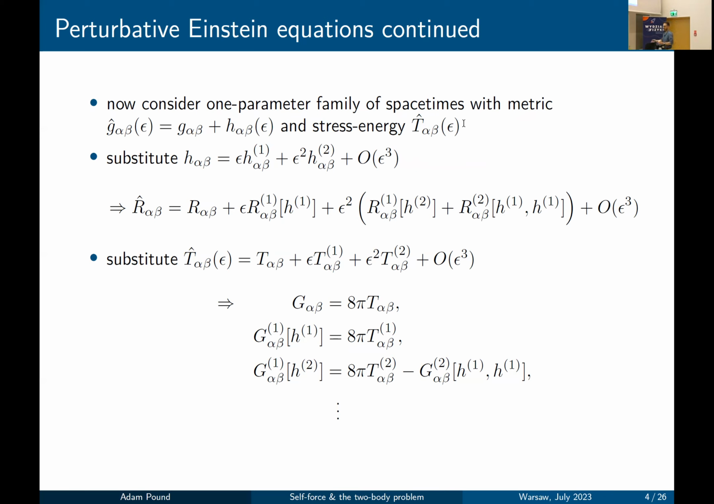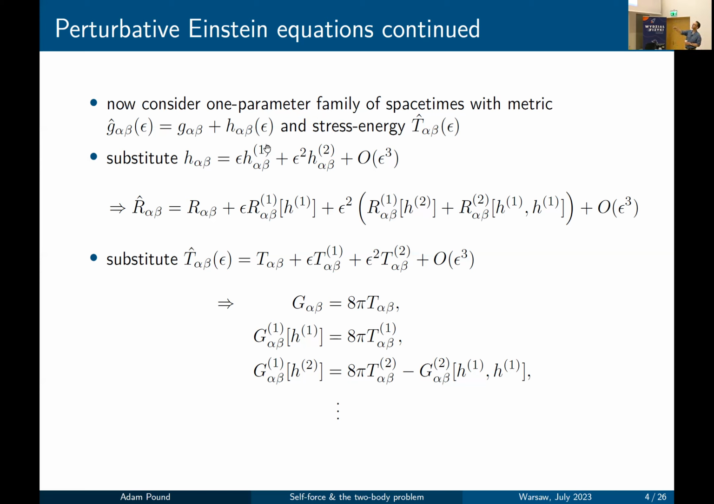So epsilon here doesn't have to be small mass ratio in a binary. This is just a totally generic framework. So we had an expansion in powers of nonlinearity. Now let's expand h in powers of epsilon and substitute that into the expansion in powers of nonlinearity.